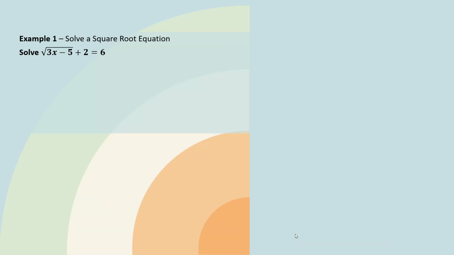So when we look at example 1, outside of the radical sign, we are adding 2. The inverse operation of adding is subtracting. So to isolate the radical, we're going to subtract 2 from both sides. And then to eliminate the square root, we take both sides to the square power. So we get 3x minus 5 equals 16. Next, we would add 5 to both sides and then divide by 3. So we get x equals 7.